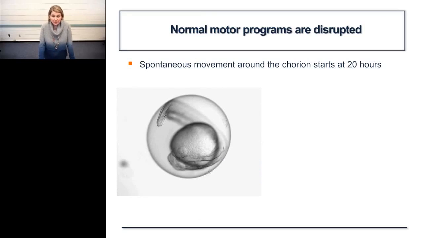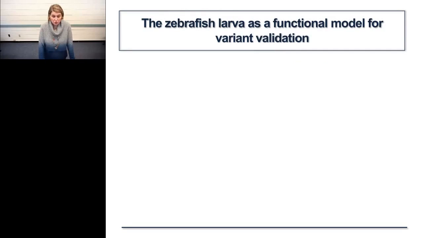So what do we see? We see, first of all, you can start looking at the embryo in the chorion. The movement starts around 20 hours.